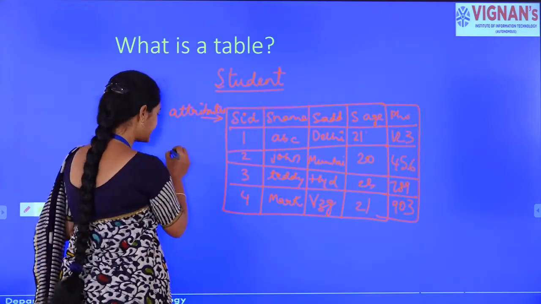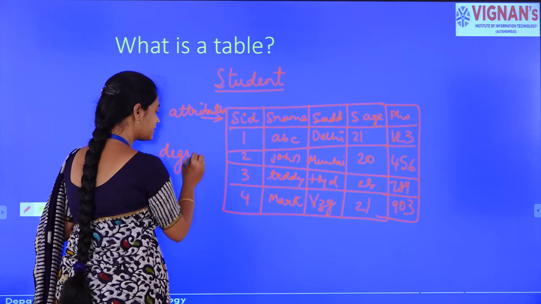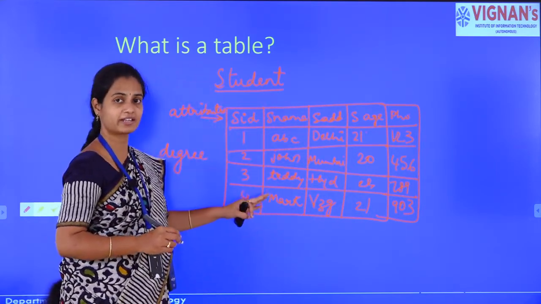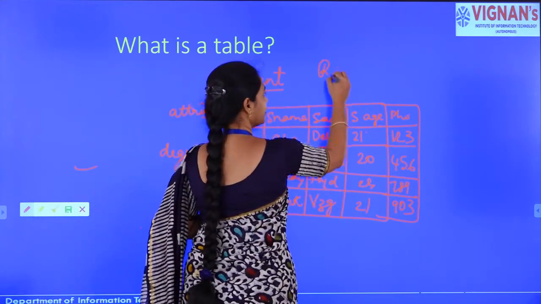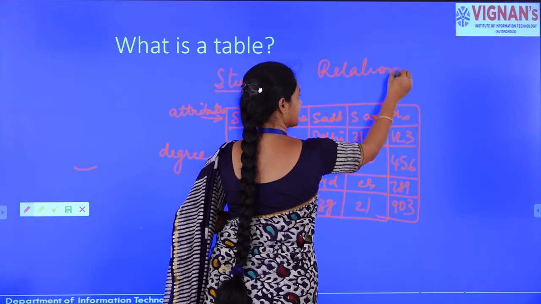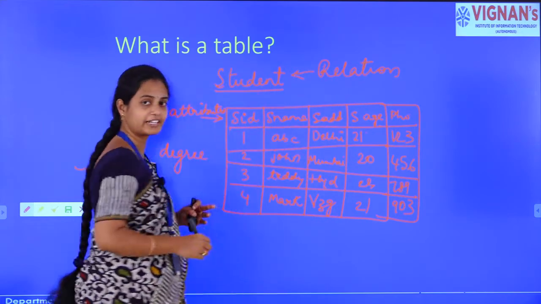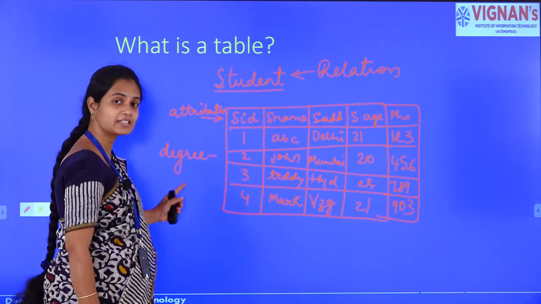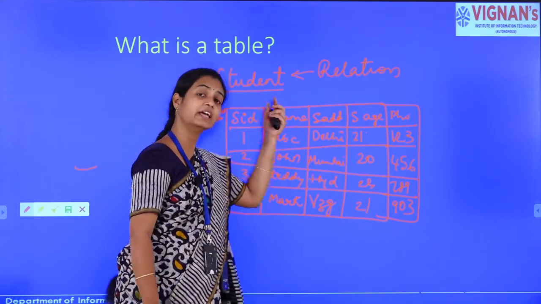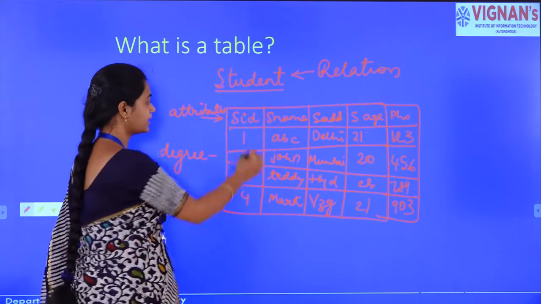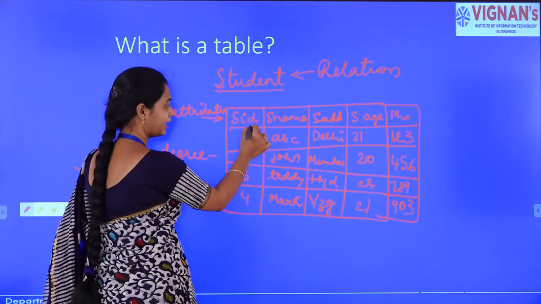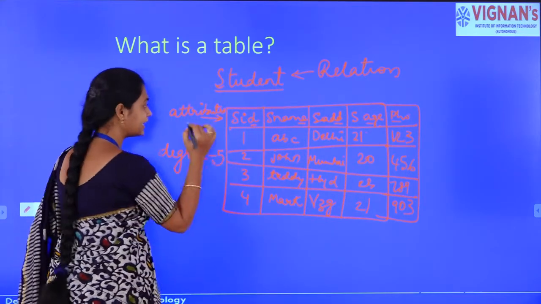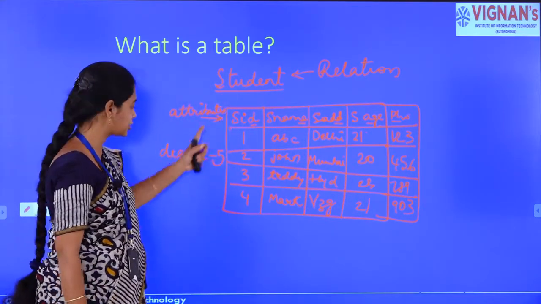So what is the degree here? What is the degree of this relation? So see here, we should not call it a table. We can call it a table, but technically you need to call it a relation. This is a student relation which has got the degree. What is degree here? Degree is nothing but the number of attributes in a relation. So how many attributes do we have here? 1, 2, 3, 4 and 5. So simply, the degree of the student relation is 5.